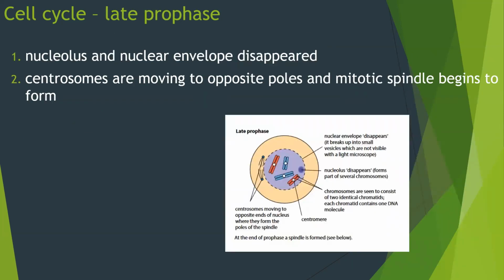So in the late prophase, the nuclear envelope and nucleolus will have disappeared, and the centrosomes have almost reached the opposite poles, and the mitotic spindle will begin to form once they have reached the opposite poles. Okay, so let's look at this picture down here. The nuclear envelope will disappear, which means it will break up into small vesicles, and then the nucleolus will also disappear. And the chromosomes, as we discussed, are seen as two identical chromatids. And one chromatid is one DNA molecule, as I mentioned, and centrosomes are moving to opposite poles. And once they reach the opposite poles, they start forming the spindle.